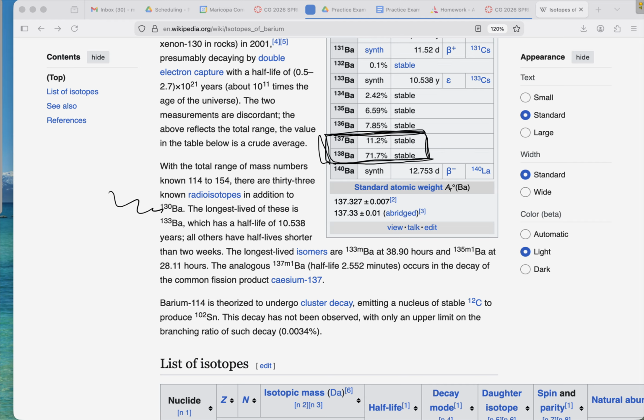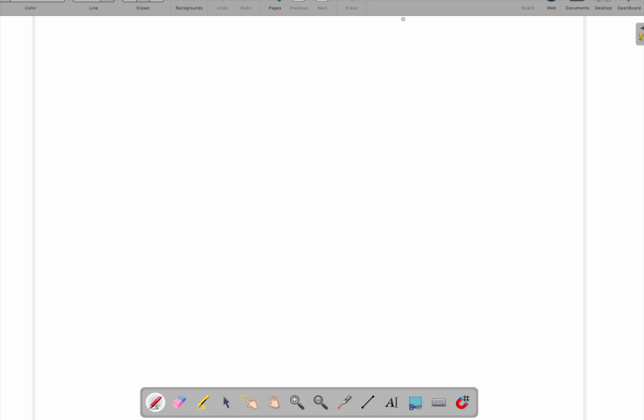Now what we're going to do is hide all that. 137, I already forgot, 11.2. 138 was what? Okay, cool. Let's say 87.8%. We're just going to hope for the best and go from there. So this is for barium.